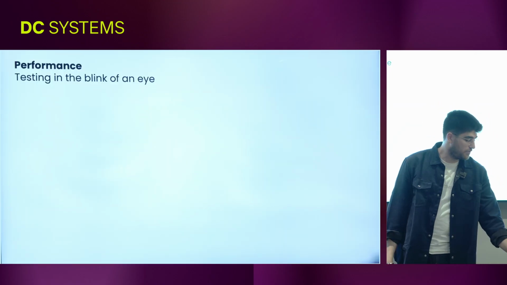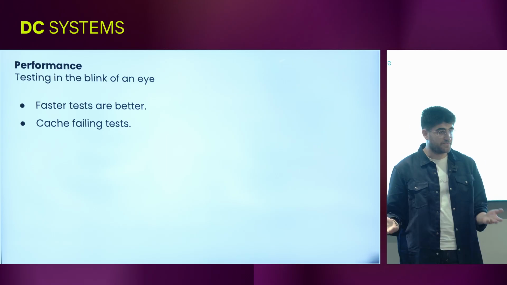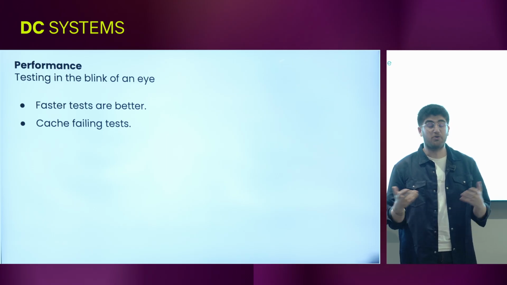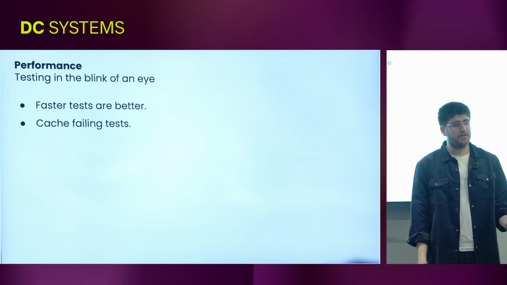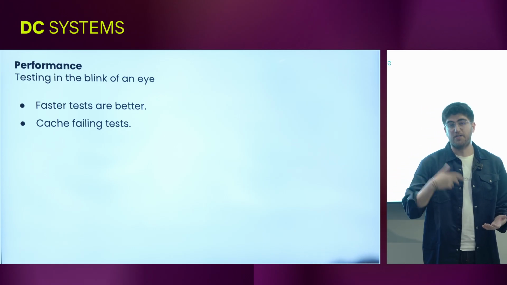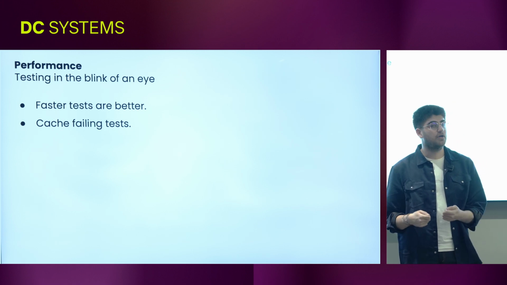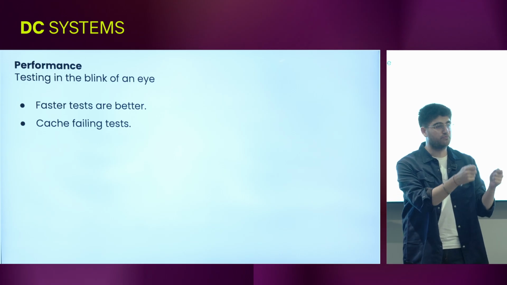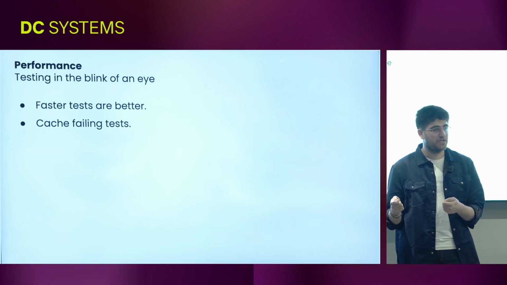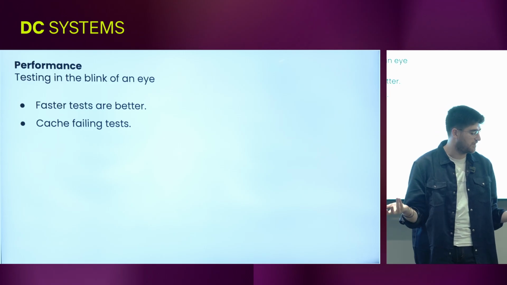Performance. So it is very obvious. Faster tests are better. We run more of them. We can run them more times. And a very simple approach to doing this is you cache the failing tests. Whenever a test fails, you put it somewhere, and that is the first test you're running in the next test run. So if something already failed, it has a high probability of failing again.